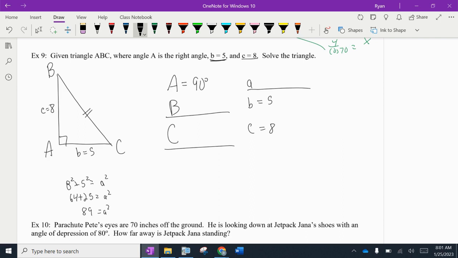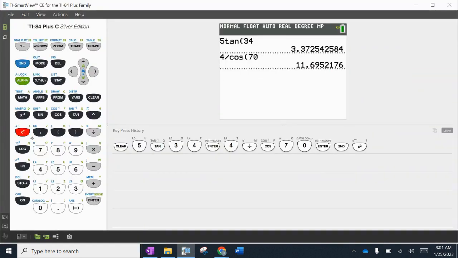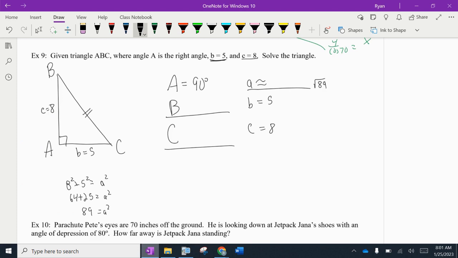So I'm getting that a is equal to the square root of 89. And I'm going to put the square root of 89 just outside this blank. I put it out there just in case I need to use that exact value later. But in this context, I'm only going to need to put the decimal in here. So go ahead and take the square root of 89. That's 9.434. And then we have to go after angles B and C.